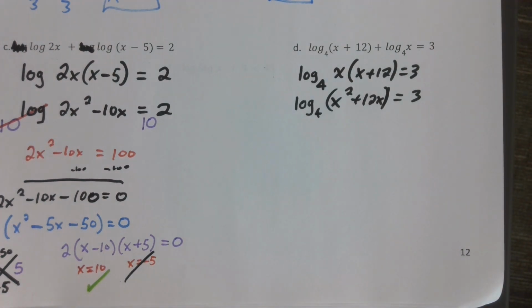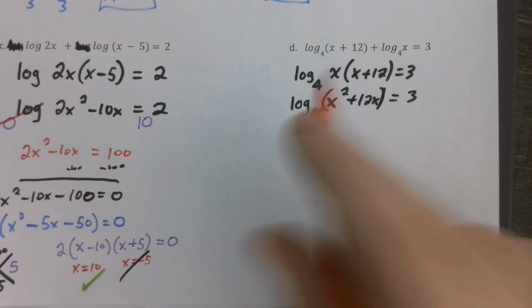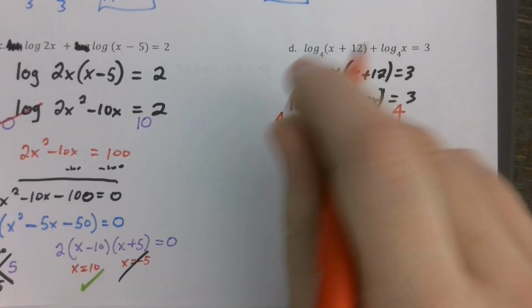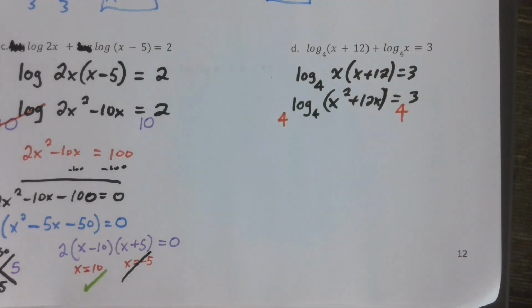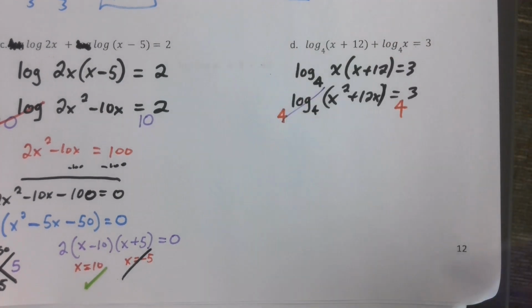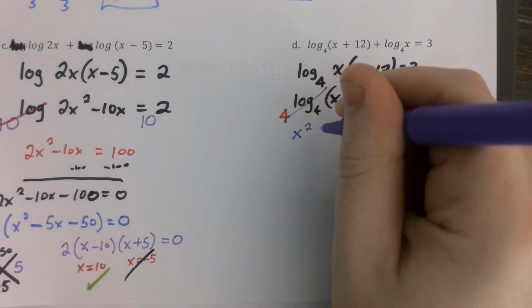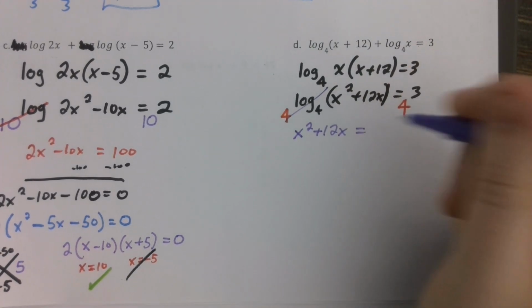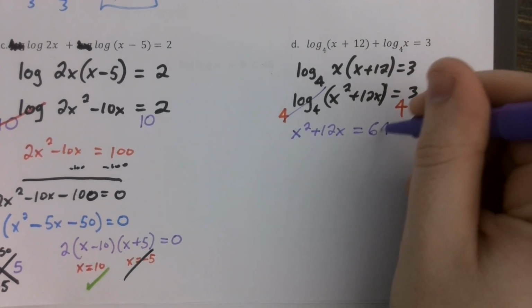All right. From here, we can do the same thing we did last time and exponentiate both sides. To get rid of log base 4, we write it as 4 to the power of log base 4 of this, and 4 to the power of 3. Well, 4 to the power of log base 4 is going to cancel out, meaning we just get x squared plus 12x, and 4 cubed is just a number. That's going to be 64.